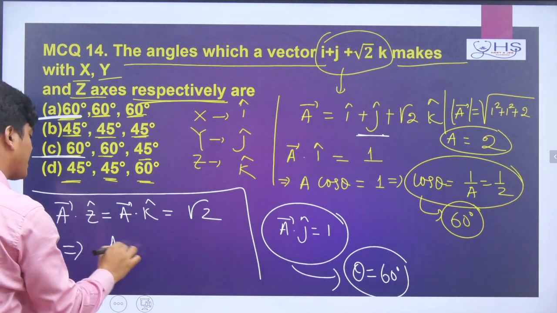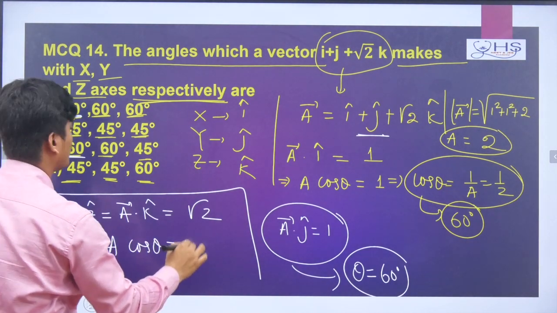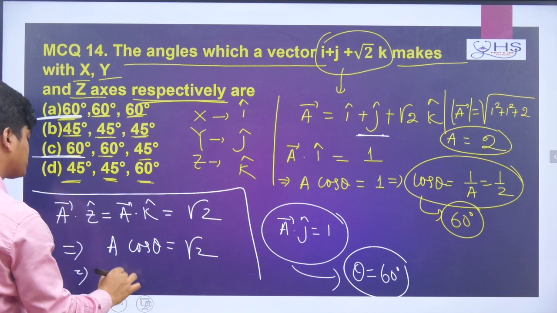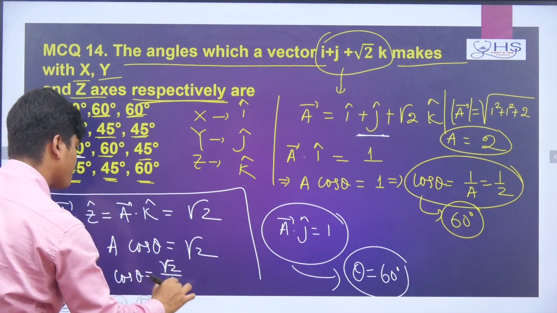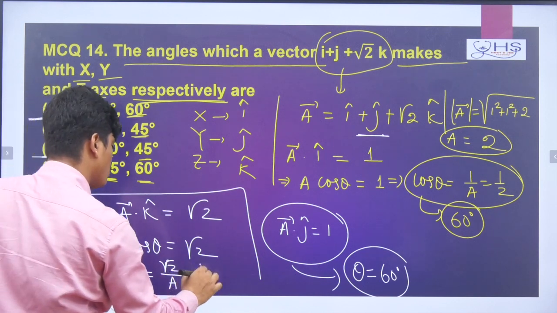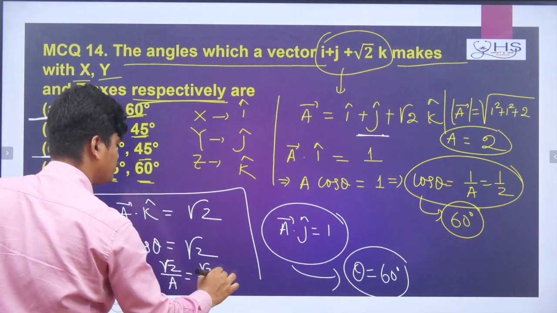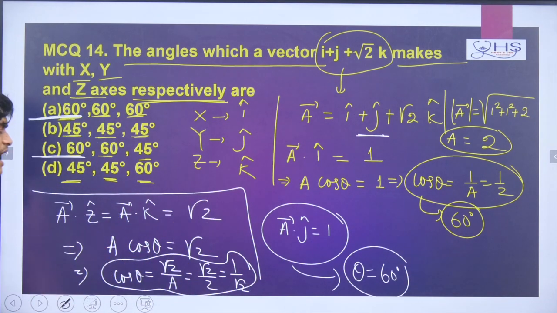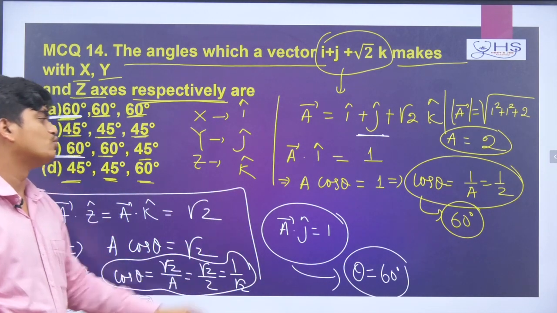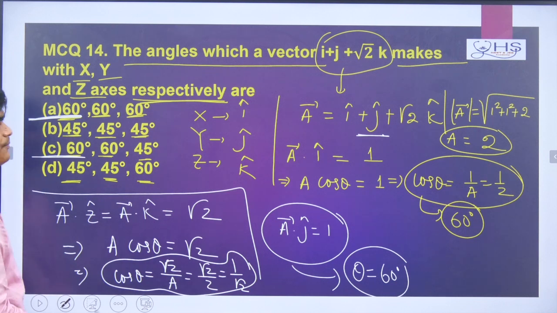Now here, same thing, write A cos theta equal to root 2. Then cos theta is nothing but root 2 by A, or you can write root 2 by 2, which is 1 by root 2. Now tell me, for which value of theta does cos theta become 1 by root 2? For theta equal to 45 degree.